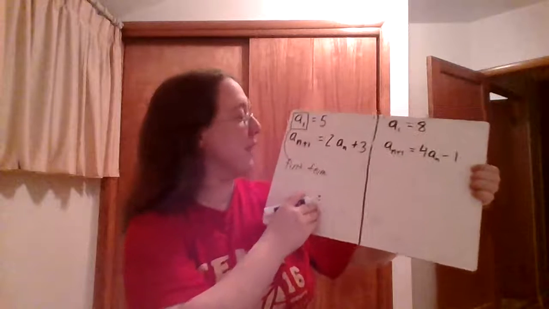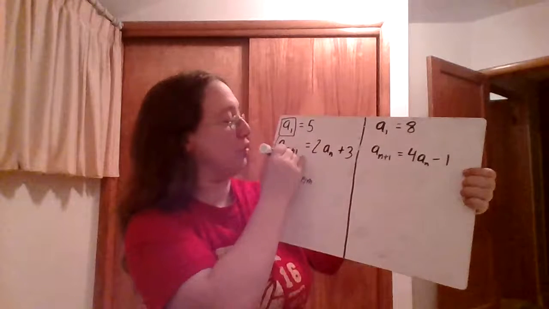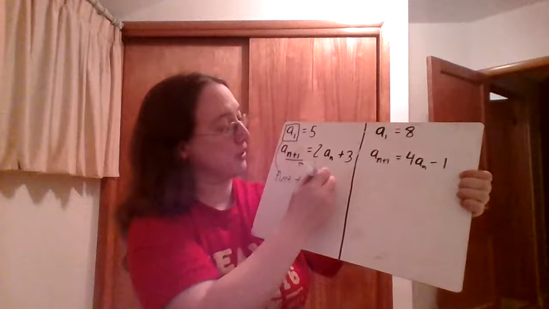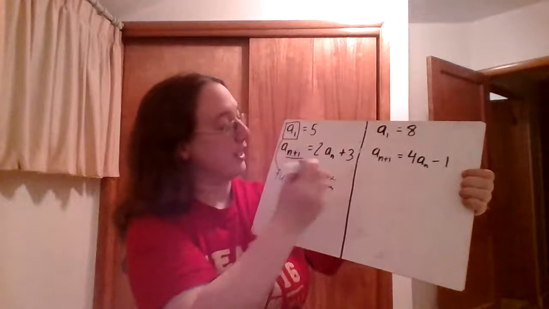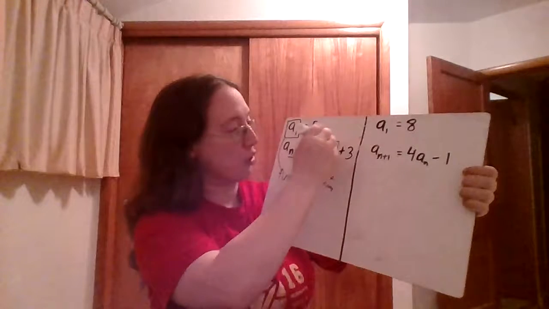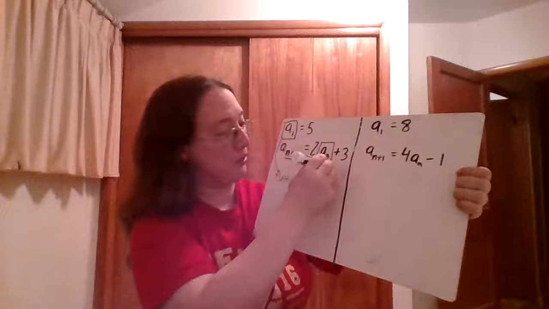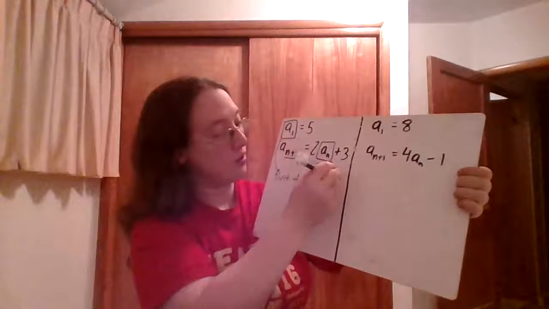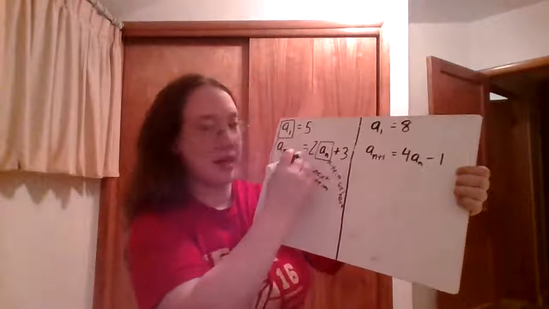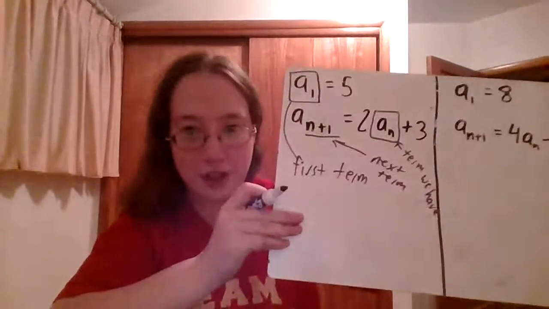So that's our first term, and then this other stuff is just telling us how to get to our next term. We're going to get it by taking 2 times the term we've got, so this is a term we have, and we're going to take it times 2 and then add 3. Not sure if you can read that.